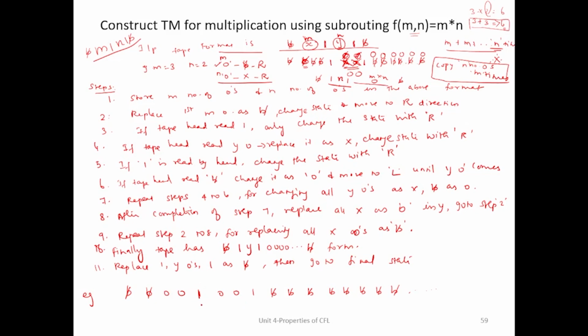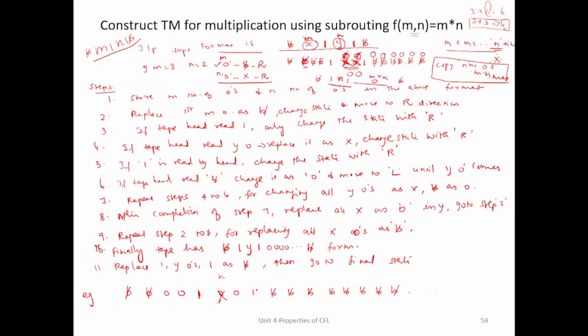So if you read 1, only change the state and go to the right direction. Why are we changing the state after reading 1? For differentiating the m number of zeros and the n number of zeros, we are only changing the state. So if you change the state, then n zeros occur. So this is the fourth step. If the tape head reads 0, what is our procedure? That nth zero is replaced as x. So this value will be replaced as x, and change the state, go to the right direction.